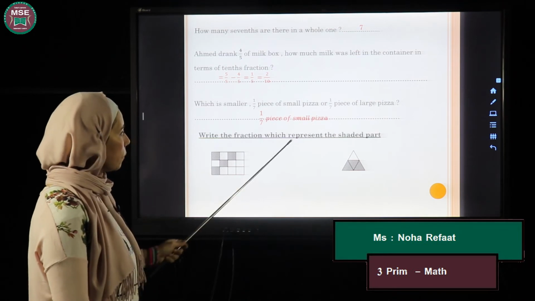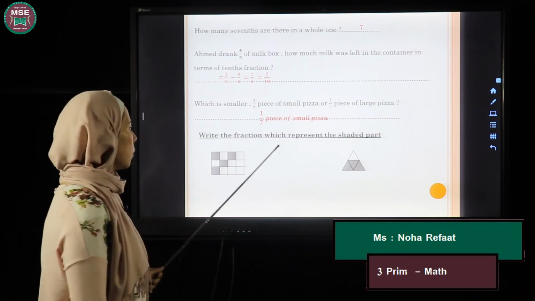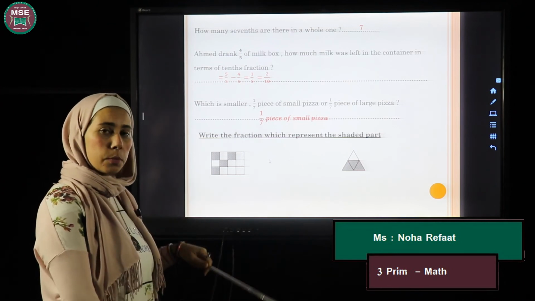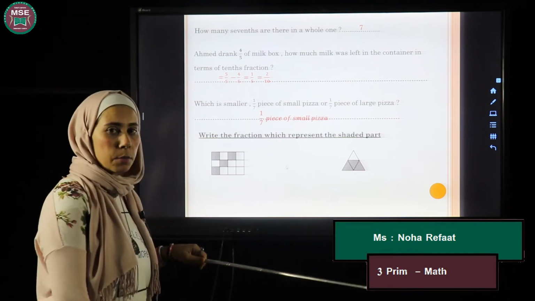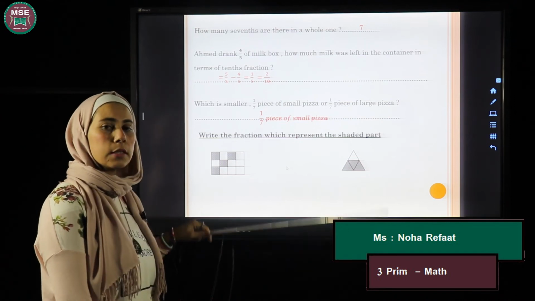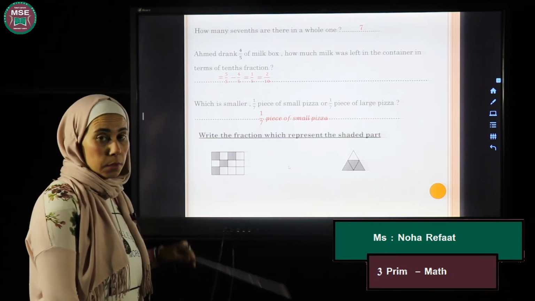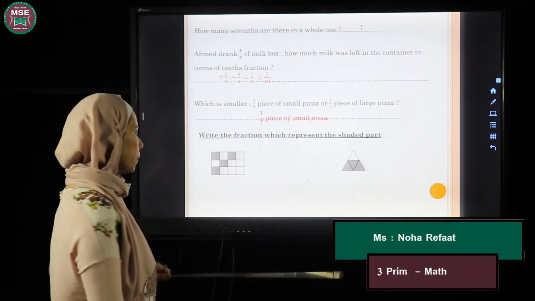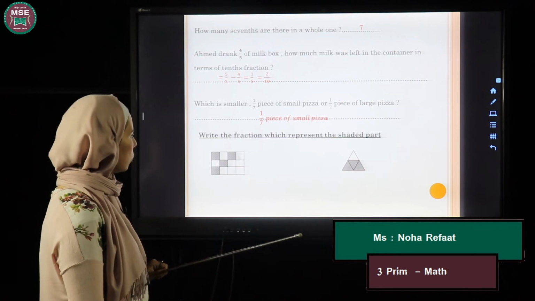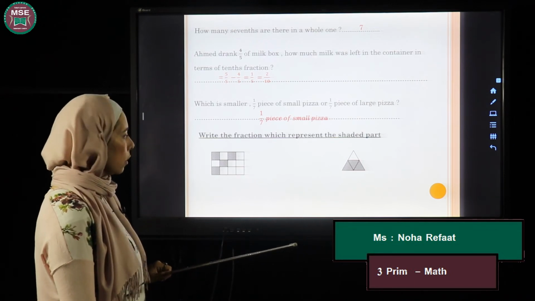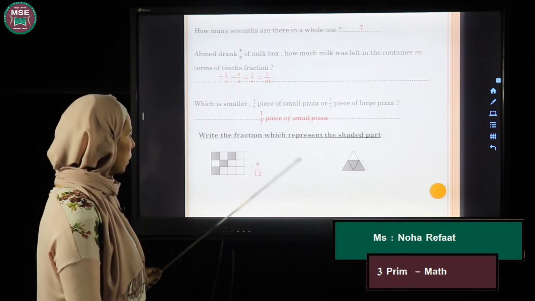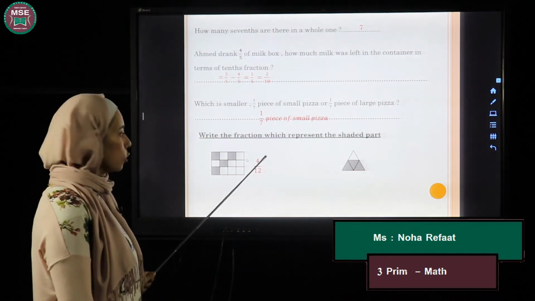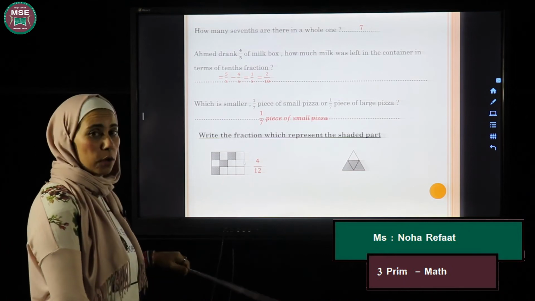Here we have to write the fraction which represents the parts. Remember, in the fraction we have a dash, a number up and a number down. The number up is the numerator, the number down is the denominator. The numerator represents the colored part and the denominator represents all the parts, the colored and the uncolored parts. So here we have 1, 2, 3, 4 colored parts, and all the parts are 12. So this fraction is 4/12.